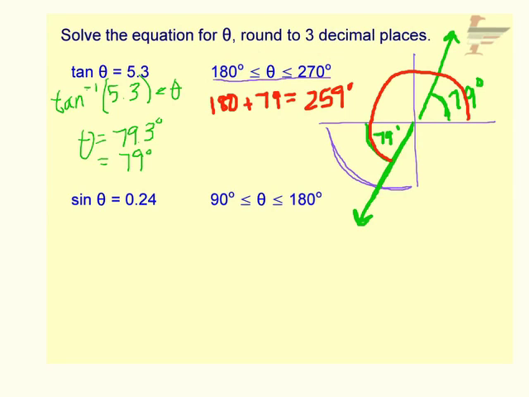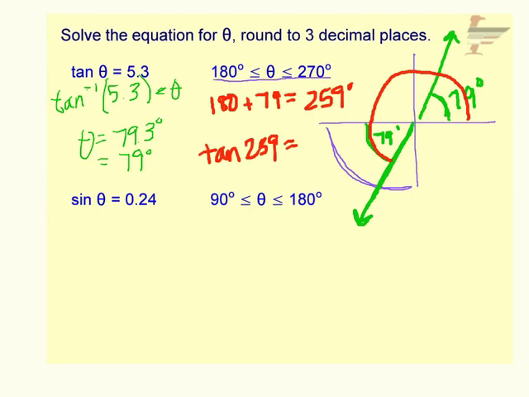And then you can also do a check on these. You know that tangent of theta should equal 5.3. So if you do tangent of 259, check to see, do you actually get a 5.3? And I just did a quick check on my calculator. I think I got maybe a 5.1. That small difference is because I rounded back here. If I had used more decimals, I would have gotten much closer to the 5.3.